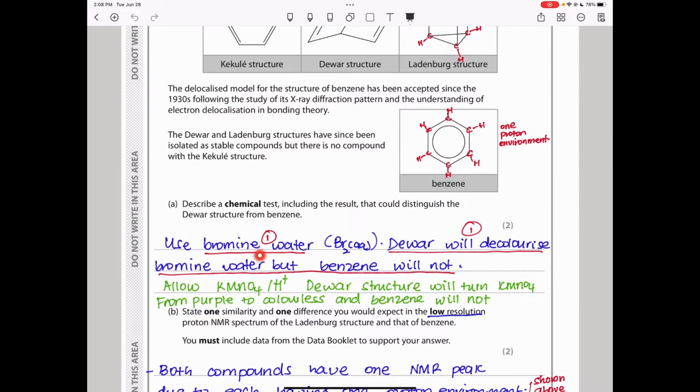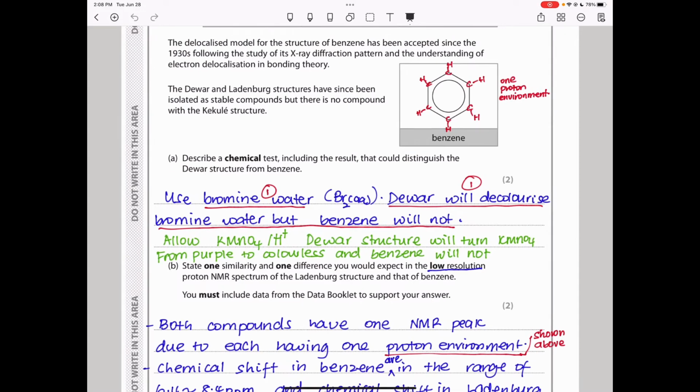So I said use bromine water, or you can say aqueous bromine. The Dewar will decolorize bromine water, but benzene will not. So this part in green, you can say that as well, talking about potassium manganate(VII) in acidified conditions, and then with the Dewar structure, we expect it to turn from purple to colorless, and with benzene it will not. However, the part in blue is the best answer you could write. However, this is also acceptable.